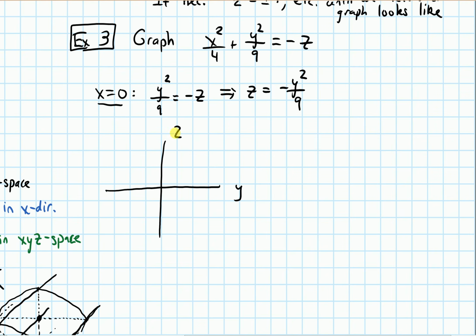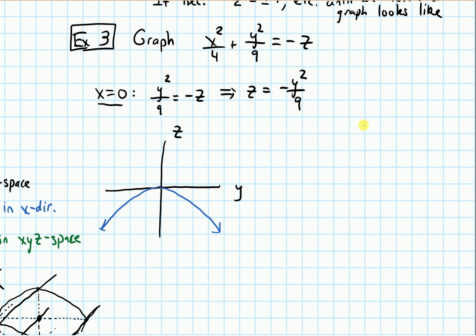So in the yz plane, and then I'll translate it to xyz space. In the yz plane, this is the graph of a parabola, and it's downward facing because of this negative sign. And having this 9 on the denominator is going to make the parabola a little bit more horizontal than it would typically look like. So a little bit more stretched out horizontally. Downward facing, a little bit stretched out horizontally because of that 9 in the denominator.